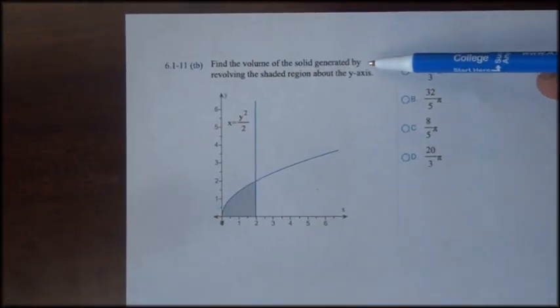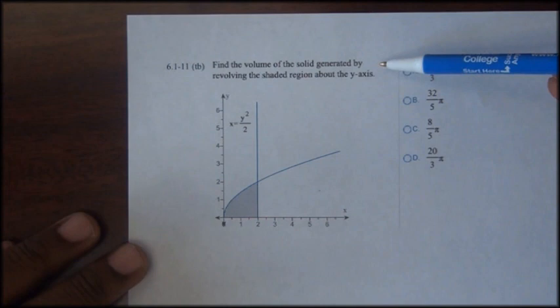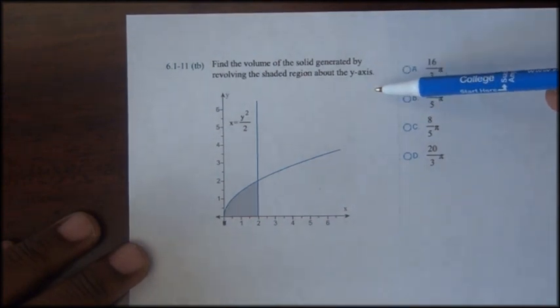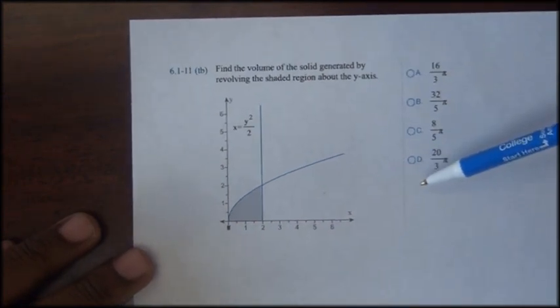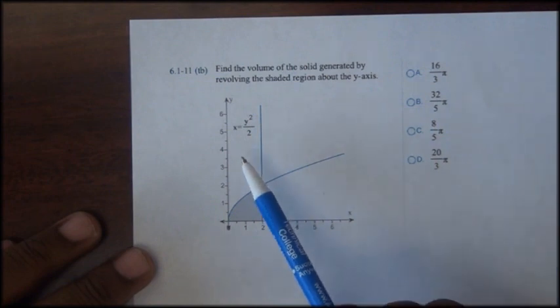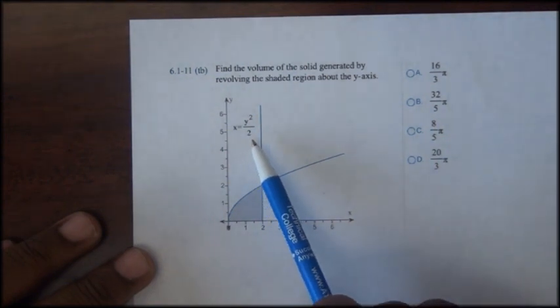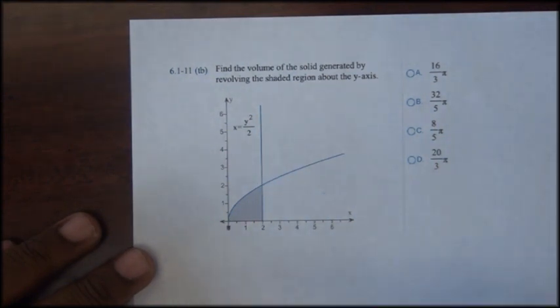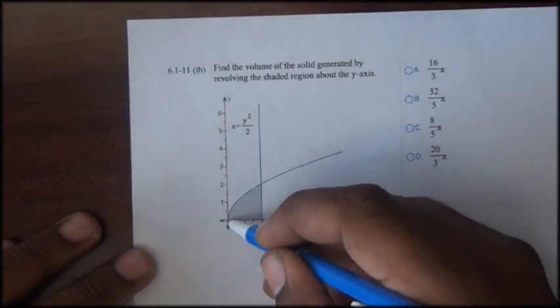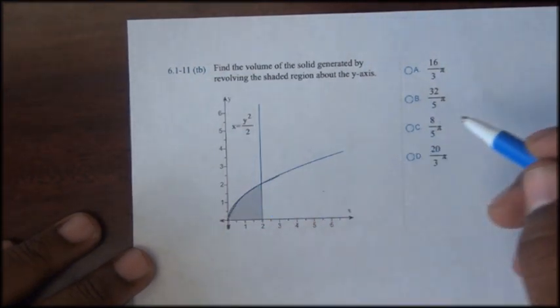In this lesson, we'll find the volume of the solid generated by revolving the shaded region about the y-axis. And we're given the equation x is equal to y squared divided by 2. And we're also given the graph of that equation.